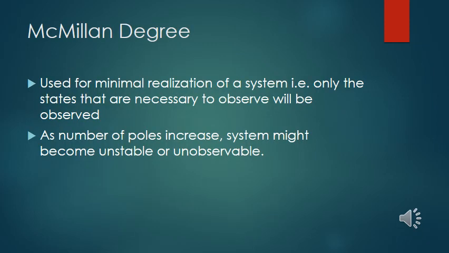McMillan's degree is used for minimal realization of the system, which means that we are observing only the states that we're supposed to observe and not unnecessary states. If we're observing more states than we need to, we might increase the number of poles in the system, and that might make the system more unstable or completely unobservable.